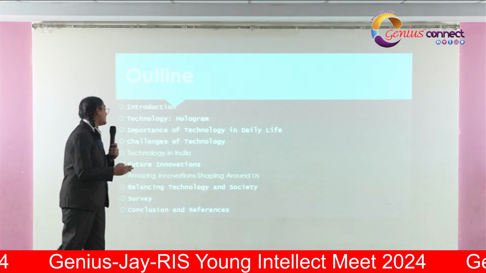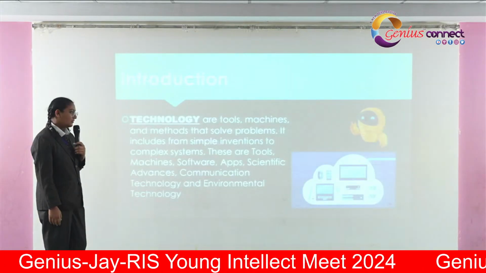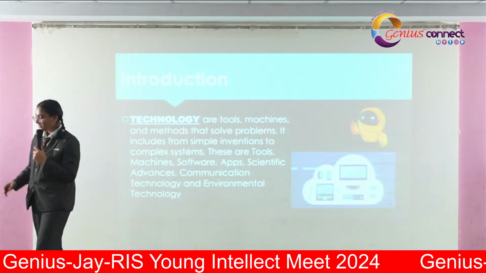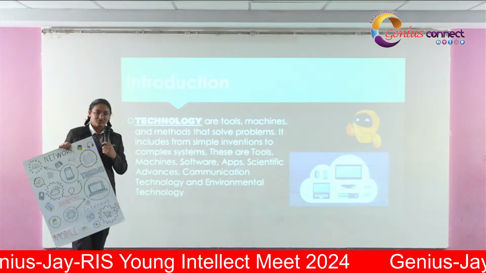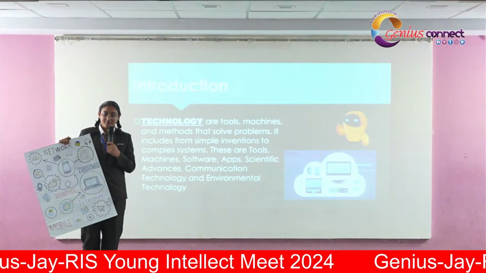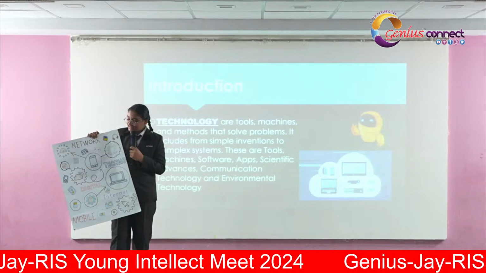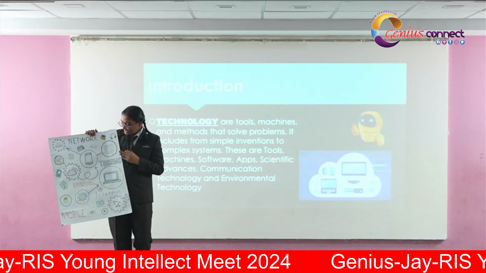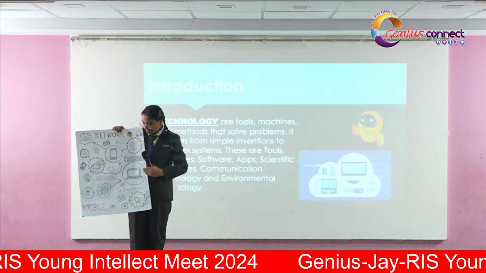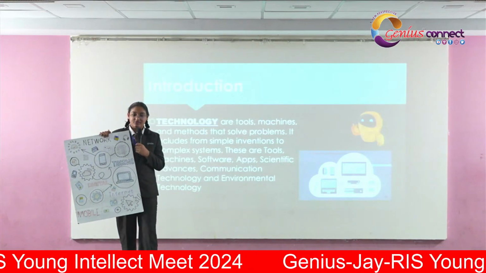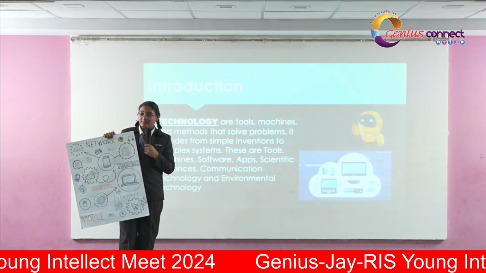These are the outline of the topics I'm going to talk about. Technology. It is the tools, machines, and methods created by people to solve problems. It includes everything from simple innovations to complicated machine systems. As you can see in my chart, I have mentioned many innovations such as mobile or computer and many more innovations. We will talk more about technology further.